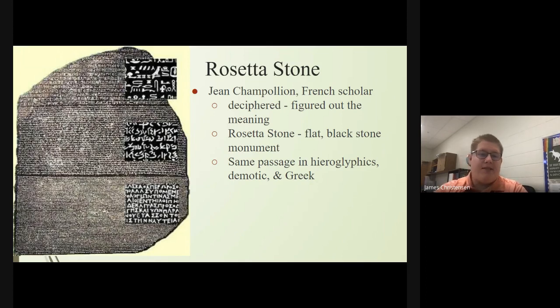It's a flat black stone monument, and the same passage is actually included on it in Egyptian, in hieroglyphics, and Demotic. I don't remember exactly where that language is native to, and then Greek. So this made it so you could easily translate one language from another. Because with the example of the ancient Greek language, we actually do have examples of that. Since we still have the knowledge of the ancient Greek alphabet, we were able to translate this and by extension, figure out, okay, what do these individual symbols up here mean?